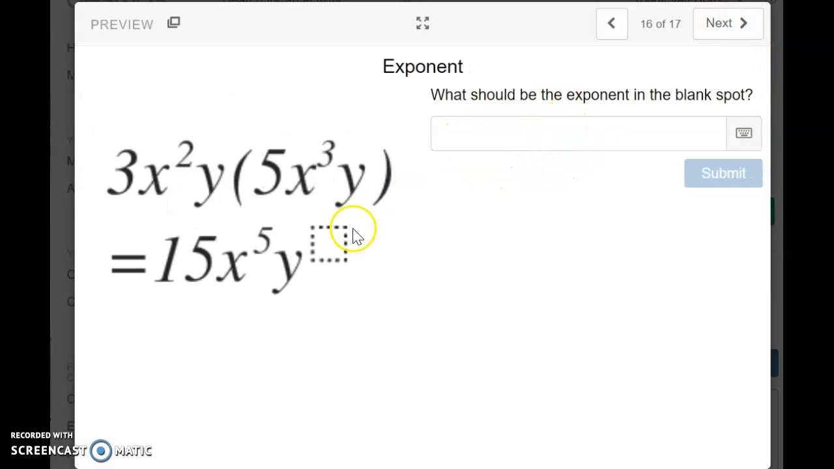What should be the exponent in the blank spot? Okay, so 3 times 5 is 15. X squared times x to the power of 3 is x being multiplied to itself 5 times, or x to the power of 5. Y times y is y squared. So this should be 2.